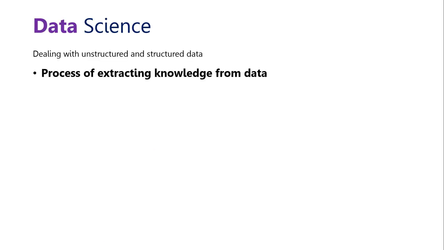Now, I can give you the definition: the process of extracting knowledge from data is called data science. Data science is actually a process of extracting the knowledge. In order to do this, there are several steps: data preparation, data analysis, and building some machine learning or deep learning models. And finally, we are able to do decision making on top of it.